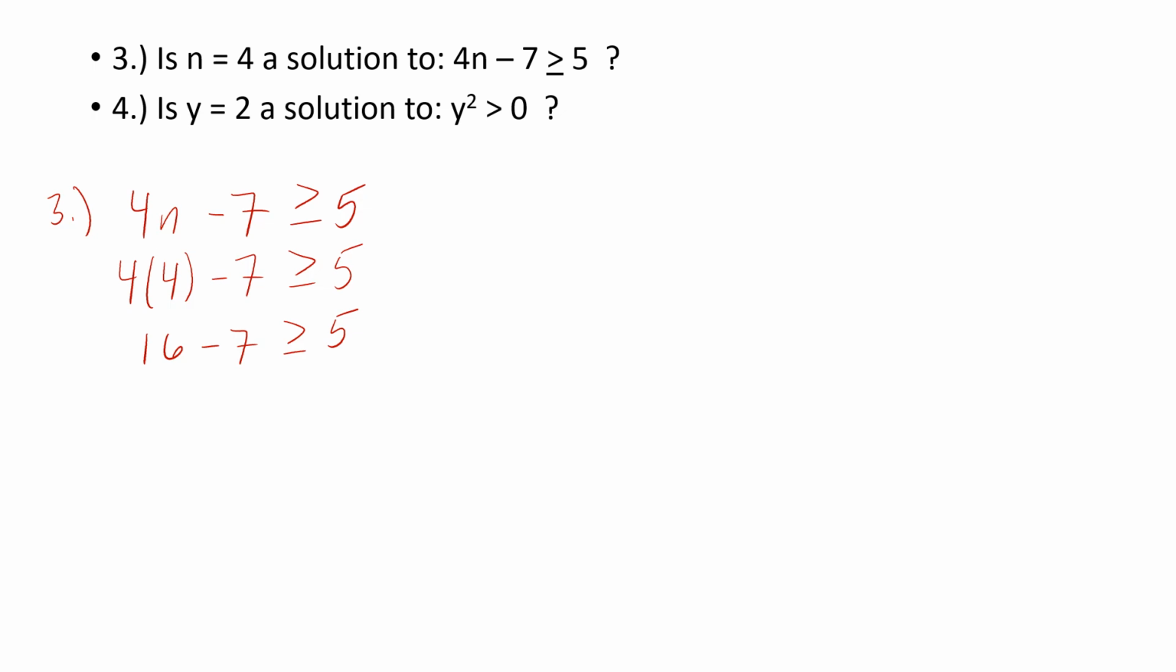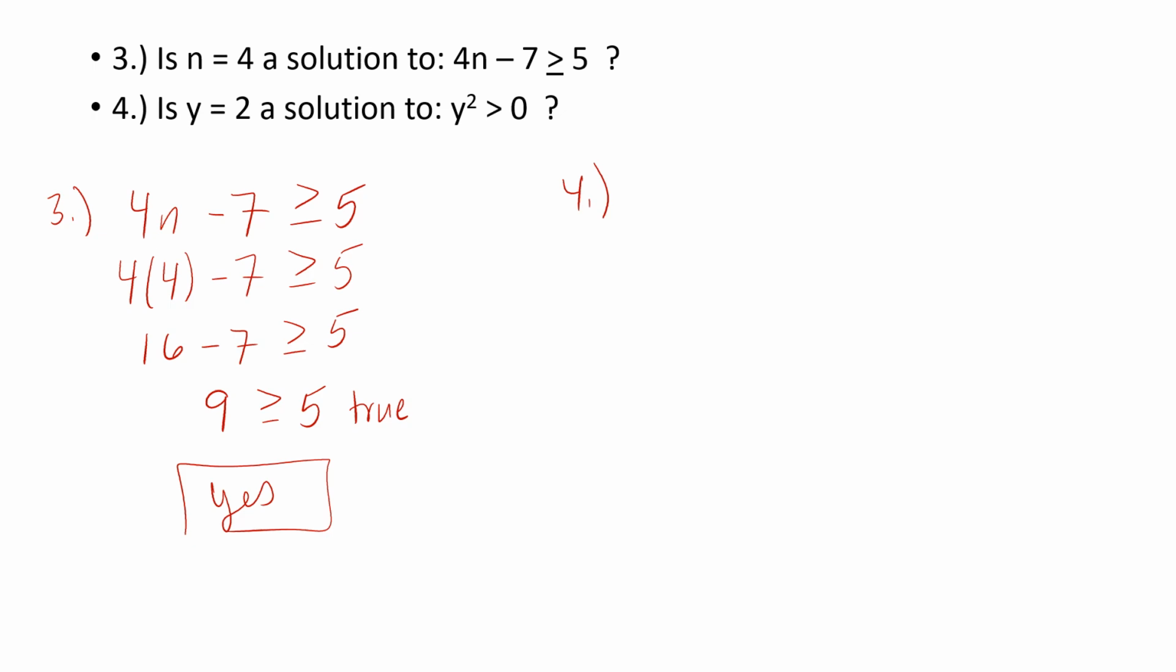And 16 minus 7 is 9. And so we land at the statement 9 is greater than or equal to 5. Well, this is true for the greater than part. So 9 is indeed greater than 5. So this is a true statement, and we would say yes, n equals 4 is a solution to that inequality.